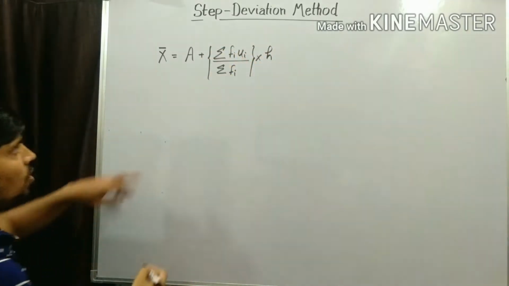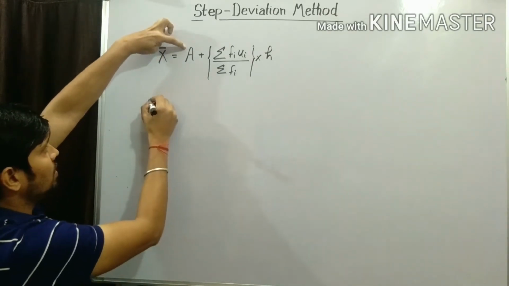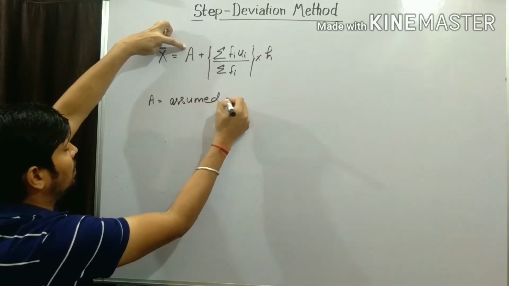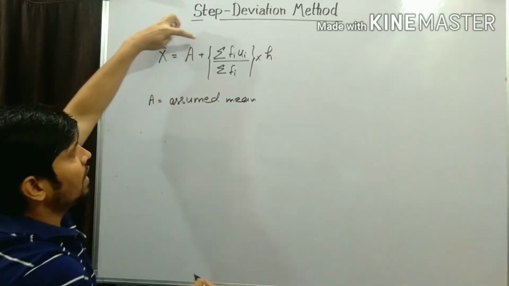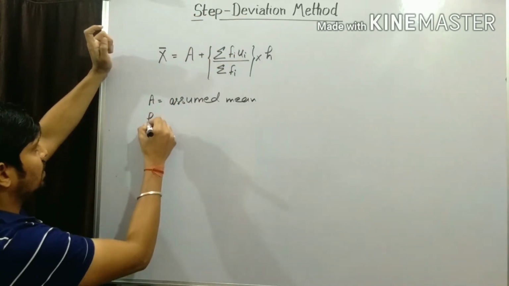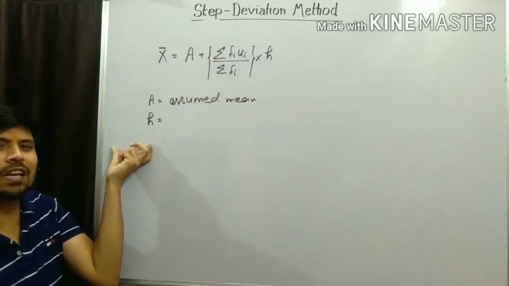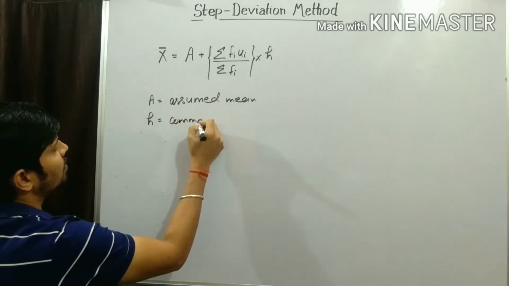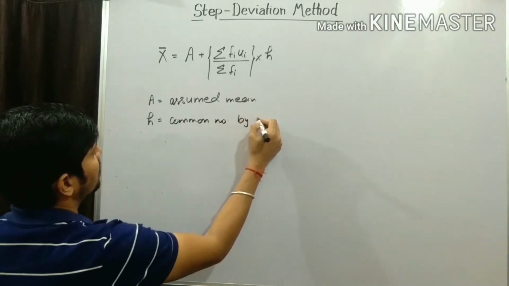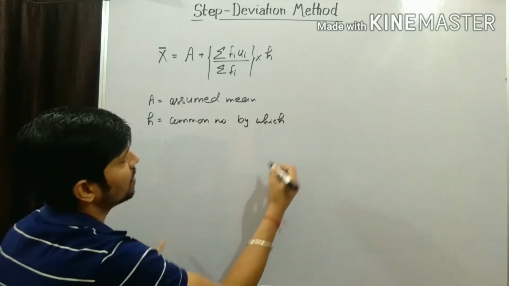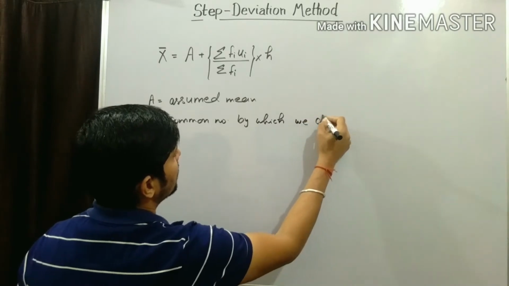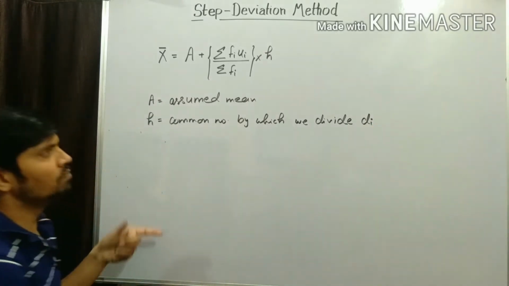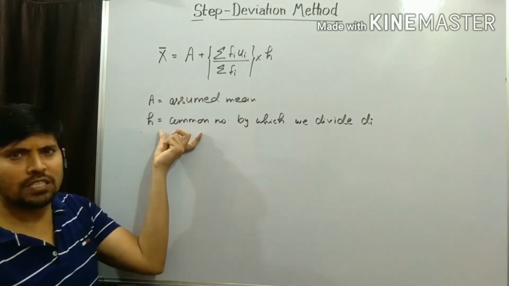First of all, we should know about the terms. What is a? We know this is the assumed mean. And what is h? Mostly we say this is the class size. This is a common number by which we divide di. Mostly we are taking this as the class size also.